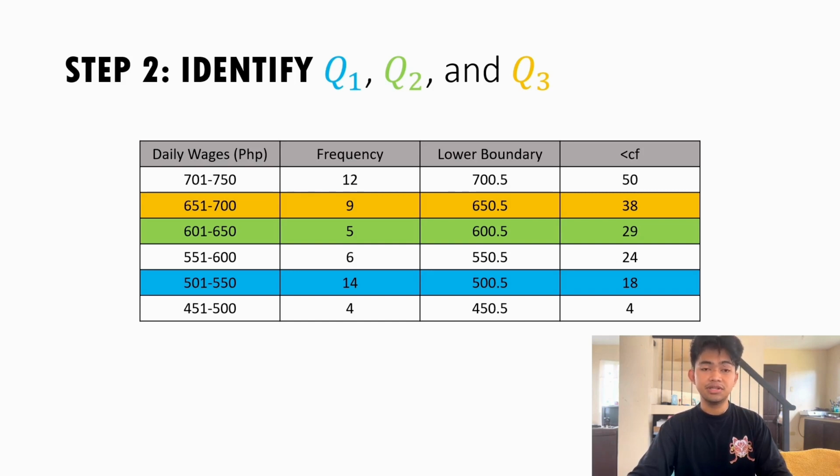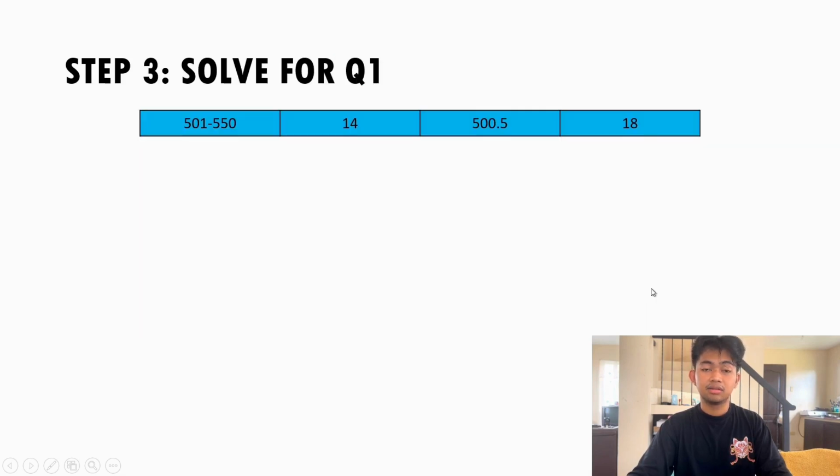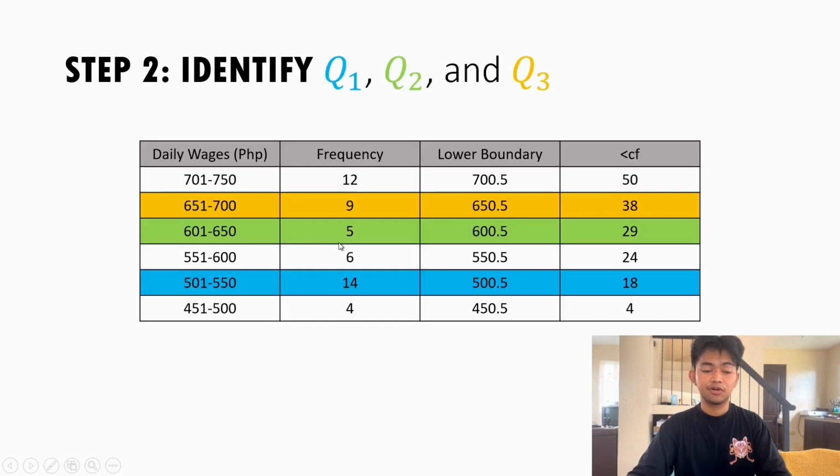Then all you have to do is assume that it belongs here in the second to the last. Here we will just assume that our data for the Q1 is from the daily wages of 501 to 550, which has a frequency of 14 and lower boundary of 550.5.